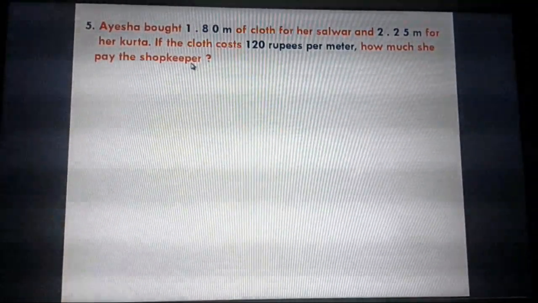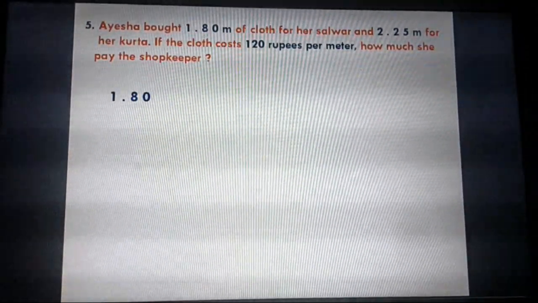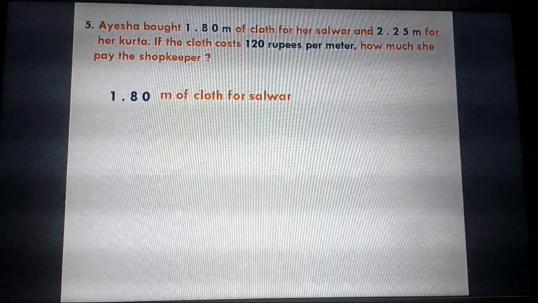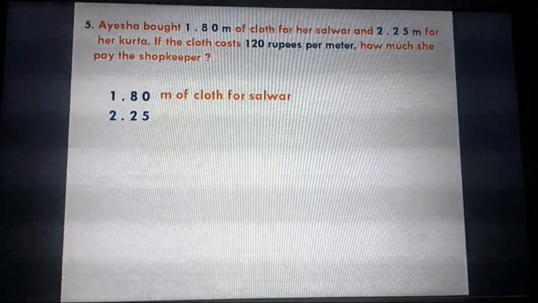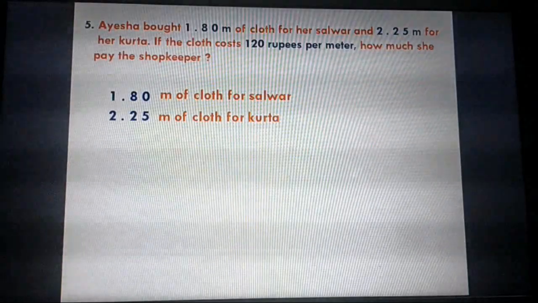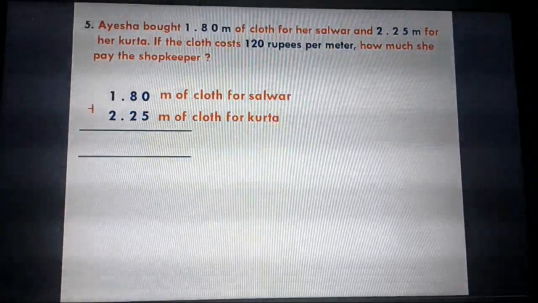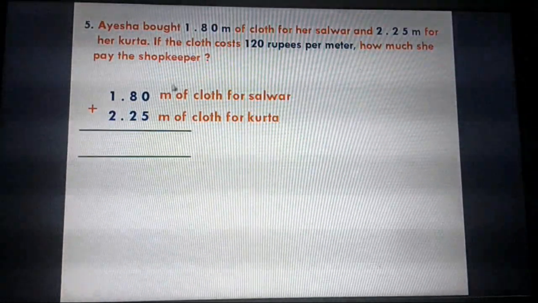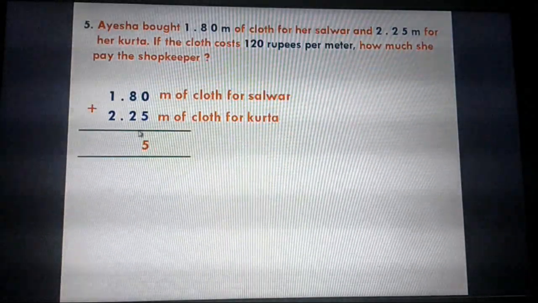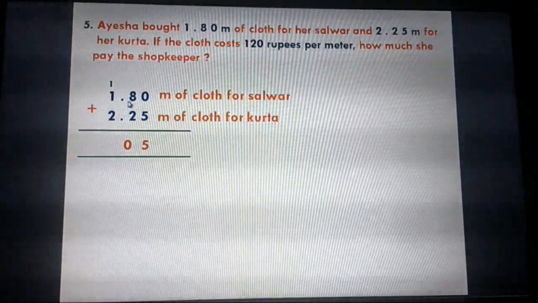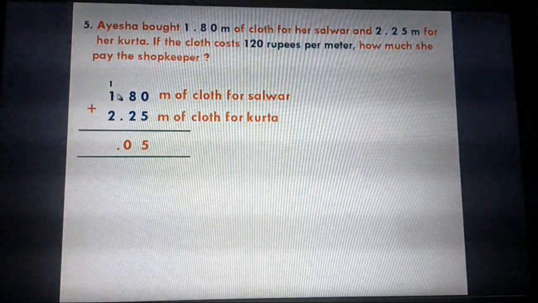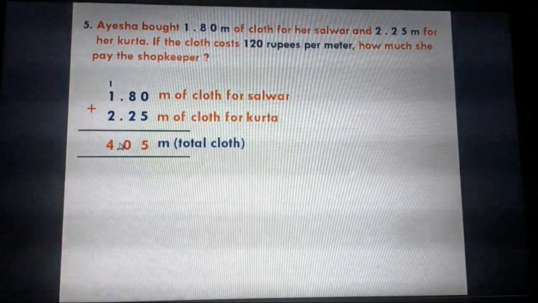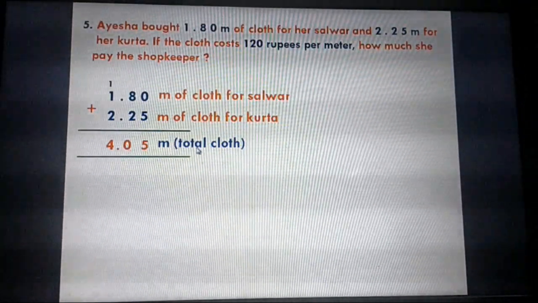Right? So what we will do first? We will find the total meter of cloth. 1.80 meter of cloth for salwar, 2.25 meter of cloth for kurta. It means we will add in order to find the total meter of cloth. 0 plus 5 equal to 5, 8 plus 2 equal to 10, carry 1. Here decimal will come. 1 plus 1, 2, 2 plus 2, 4. It means 4.05 meter cloth she bought.